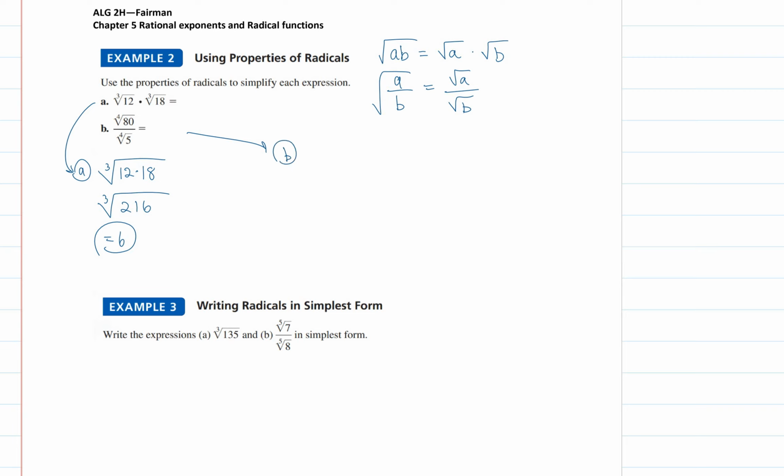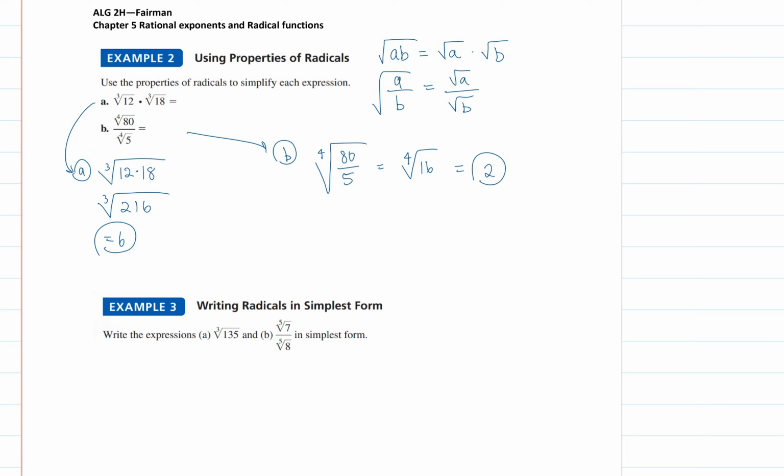For part B, here we have the 4th root of 80 over the 4th root of 5. Well, what if I just made it one big fraction, the 4th root of 80 over 5? That makes it easier for me, because if I simplify that fraction, I get the 4th root of 16, and 16 has a perfect 4th root. 2 times 2 times 2 times 2. So we get 2 as our simplified answer.